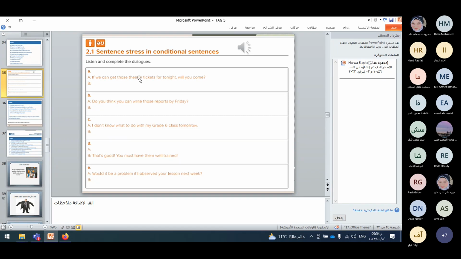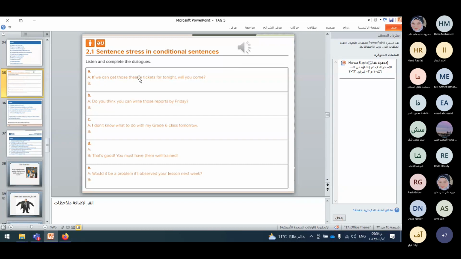Okay, I won't play the audio because it doesn't have the stress pattern. It doesn't show the intonation and the rhythm itself. So I'll read it myself. Speaker A, conversation A. Let me try to model it. Okay. If we can get those theater tickets for tonight, will you come? I'll say it again. If we can get those theater tickets for tonight. Will you come?